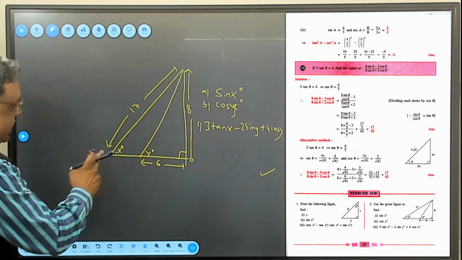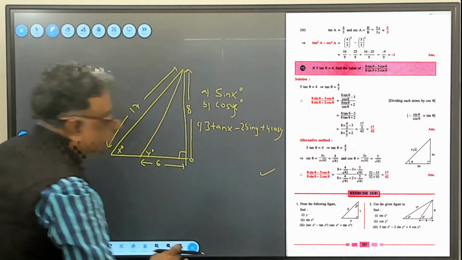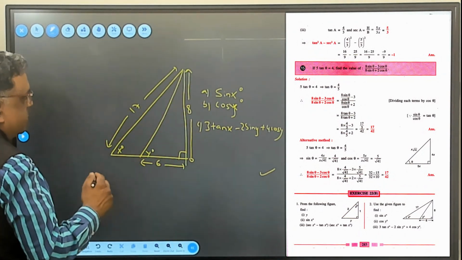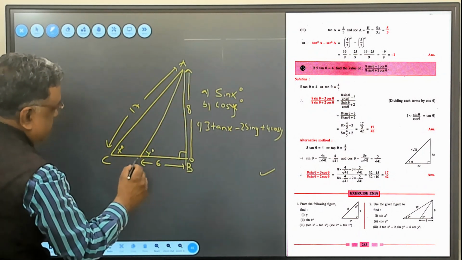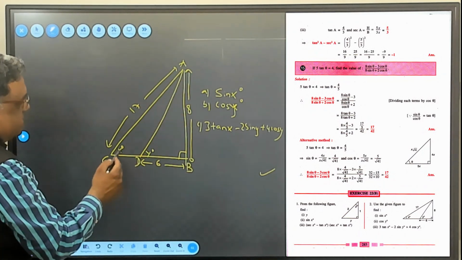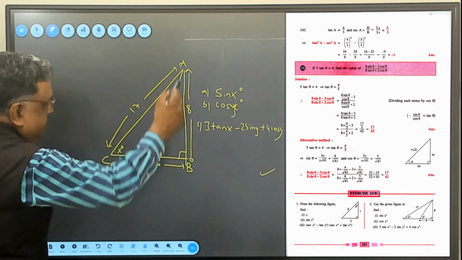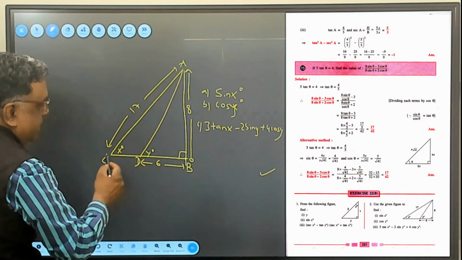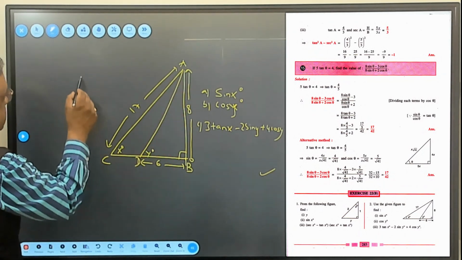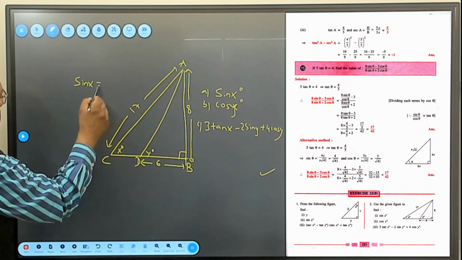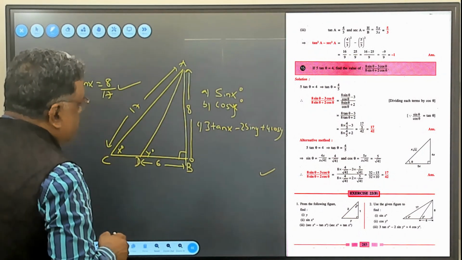So sin x is basically opposite. Let us name the sides. It is not given. It's okay. I will name it A, B, C, and D. So sin x is opposite side because we'll have to consider this right angle triangle ABC for finding sin x. A, B, C. So sin x is opposite upon hypotenuse. So sin x will be opposite is 8, hypotenuse is 17. This is done.